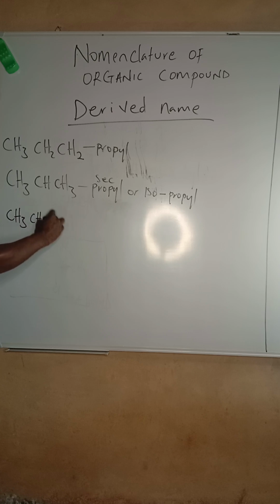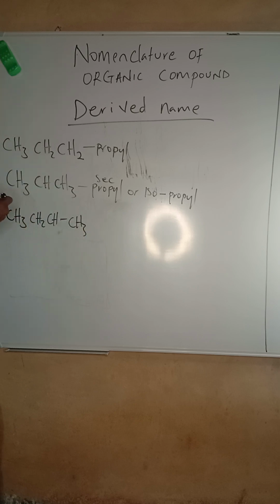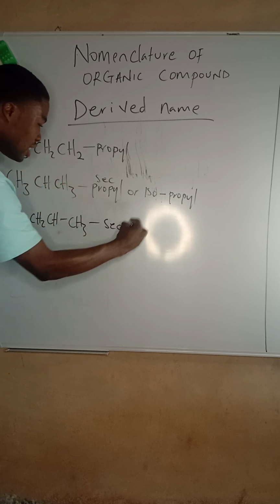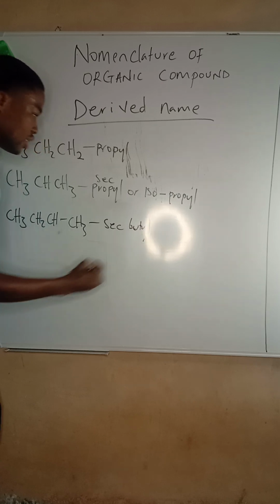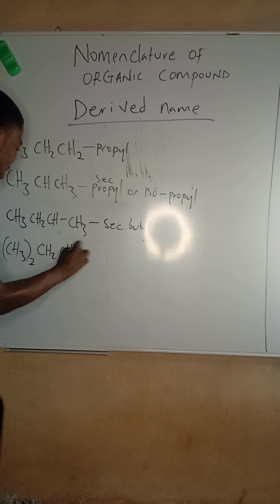So let's say we have butyl, CH, then CH3. So we can have something like this. This is sec-butyl. If you follow this lesson, this is sec-butyl. Now I can have something like this: two CH3, and I have CH2, and I have CH.